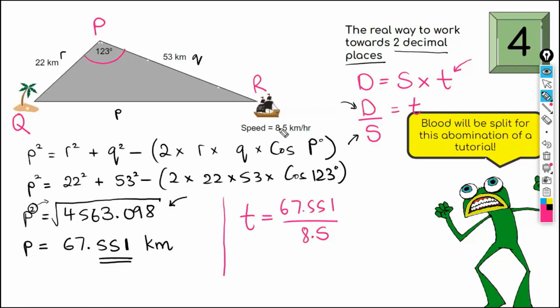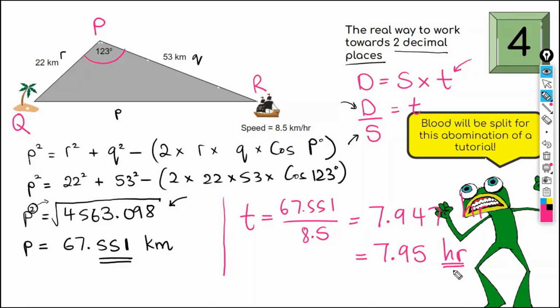The examiner gave us that. When I divide this, 67.551 divided by 8.5, I will get 7.947. Sorry, your answer will be in hours. Over here now, I could leave it to 3 decimal places, but only at this point, I would advise, since it's the end of the question, then round it off to 2 decimal places if you wish.